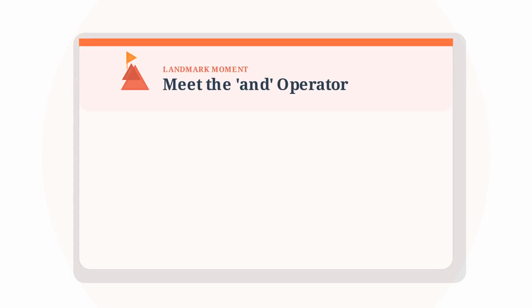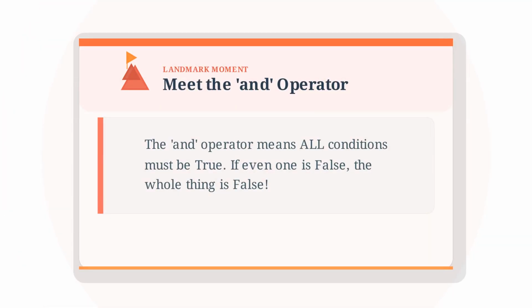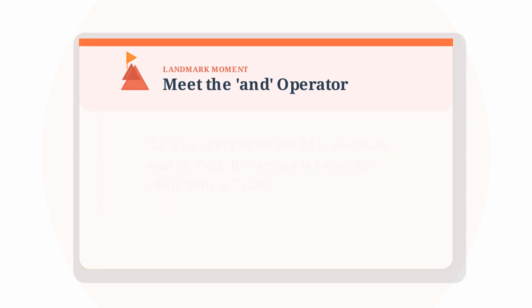Meet the and operator. It's super strict. For and to be happy, all conditions must be true. If even one single condition is false, the whole thing becomes false. It's like a chain. One broken link and the whole chain fails.